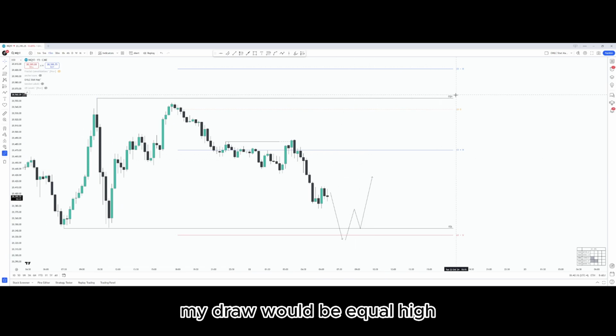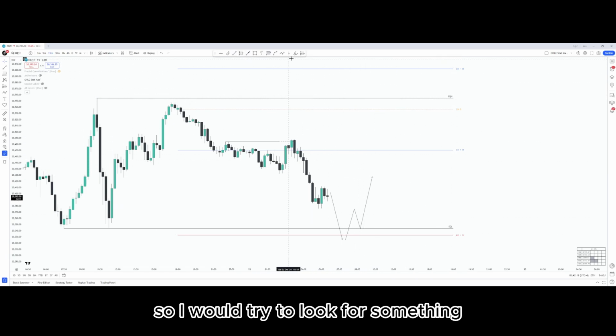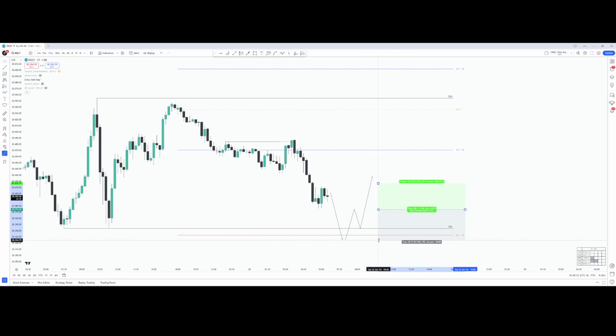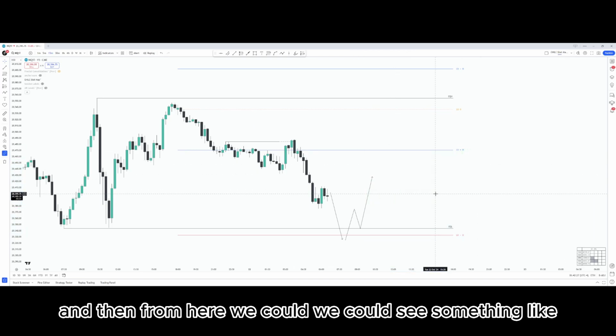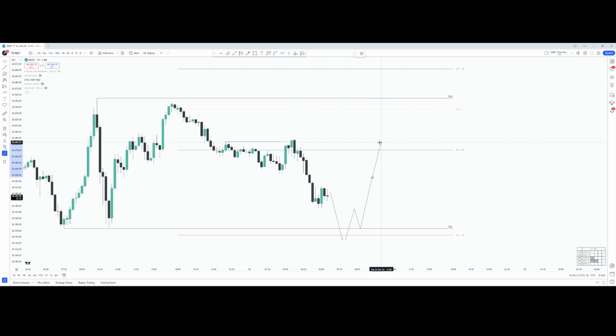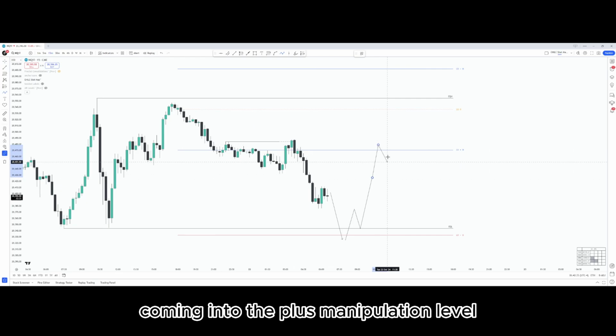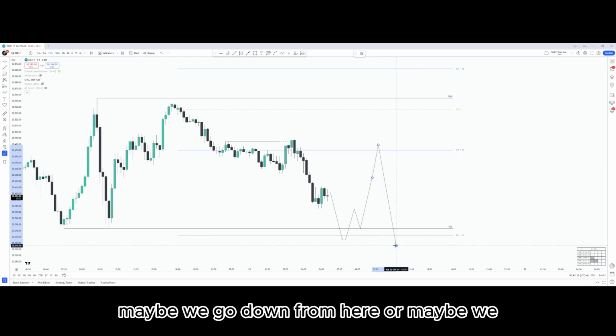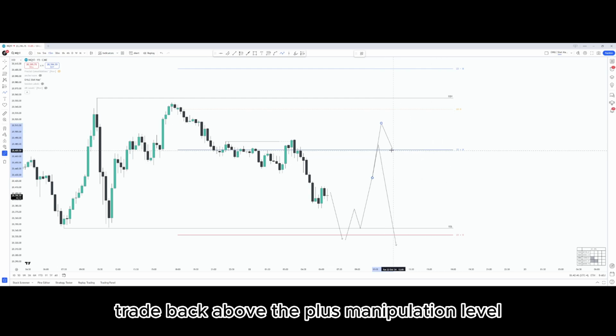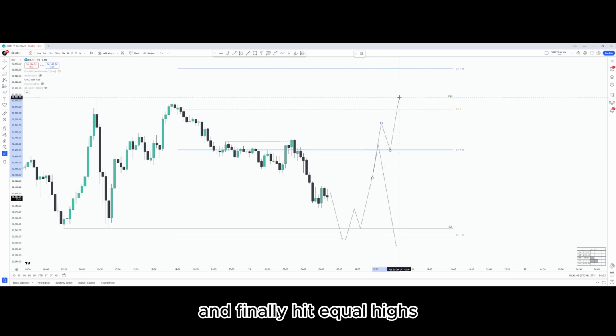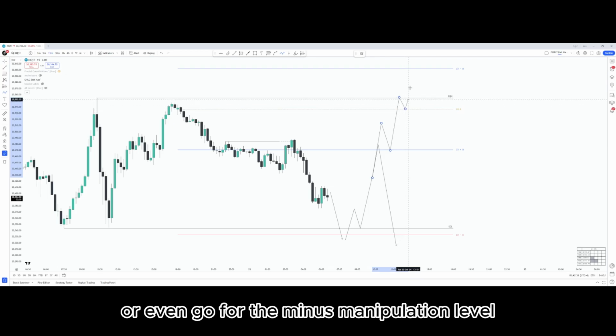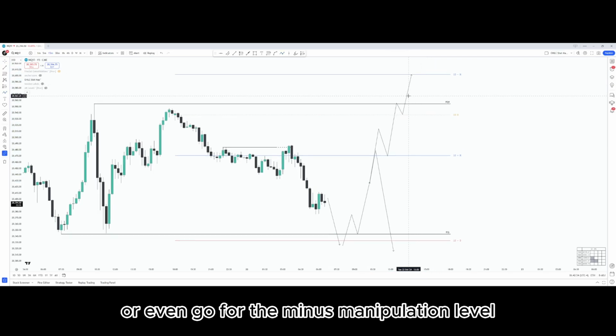My draw would be equal highs, so I would try to look for something like here, and then from here we could see something coming into the plus manipulation level and see how it reacts. Maybe we go down from here, or maybe we trade back above the plus manipulation level and finally hit equal highs, or even go for the minus manipulation level.